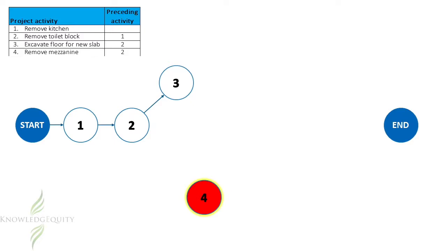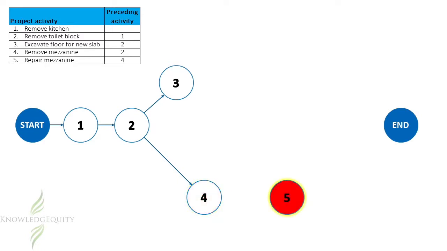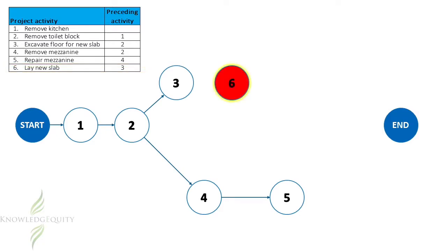This means that the path has now split. So we will draw an arrow from activity 2 to activity 4. Activity 5 follows on from activity 4, so we continue drawing the arrow from activity 4 to activity 5. Now things can start to get a little confusing. Activity 6 is to lay the new slab, and it is not dependent on activities 4 and 5. It is actually dependent on activity 3, and so we need to make sure that we enter this on the correct path. We need to find activity 3 and then draw the arrow from there to activity 6.